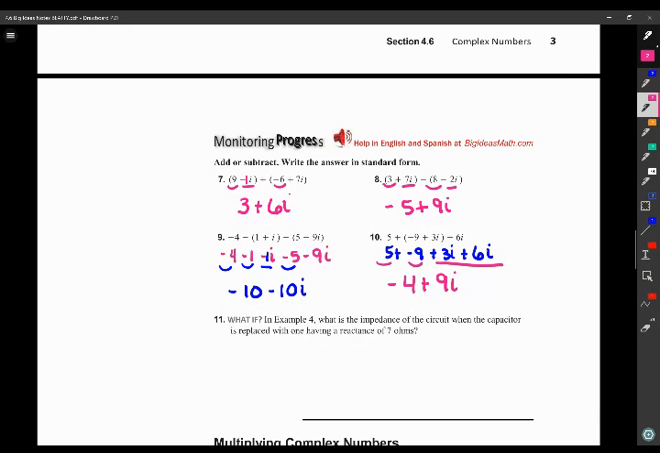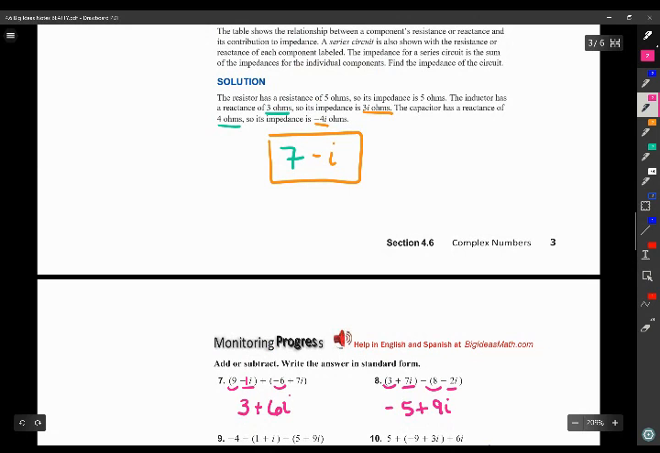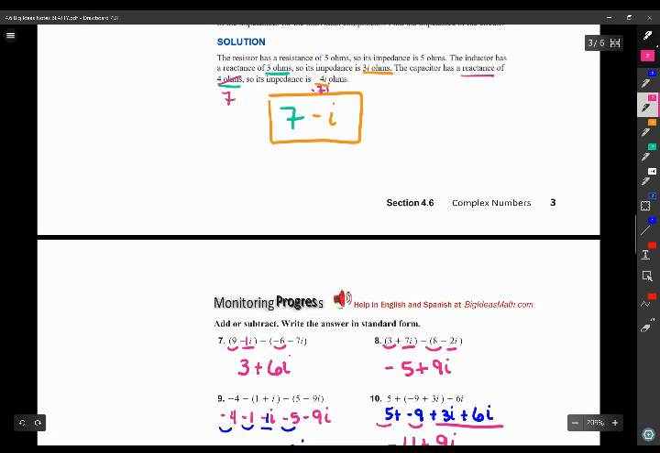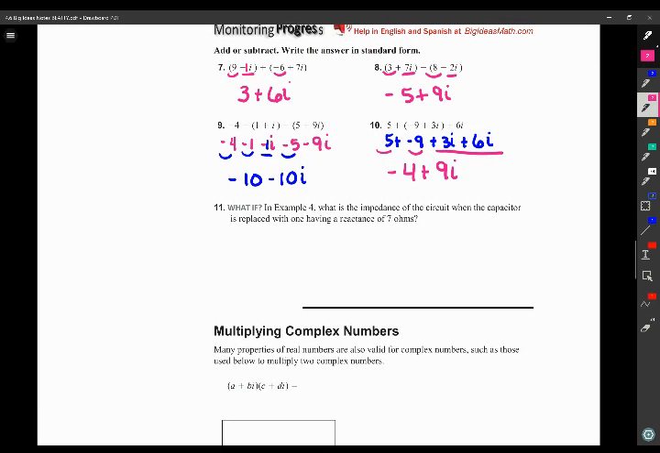And then in number 11, you're just going back to example 4. So it says, what's the impedance of the circuit when the capacitor is replaced with one having a reactance of 7? So as we look back up here, this reactance right here, they're saying if this 4 changed to 7 and the impedance changed to -7, because it's just going to be the opposite, then how is that going to change? And so it wants to know how that changes the value of the capacitor.